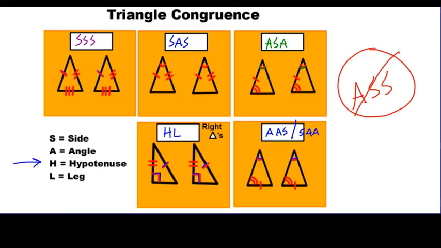These are our 5 triangle congruence criteria, or we could say postulates. Again, it's got to be one of these 5. If you don't see one of these 5, we don't have enough information to prove.